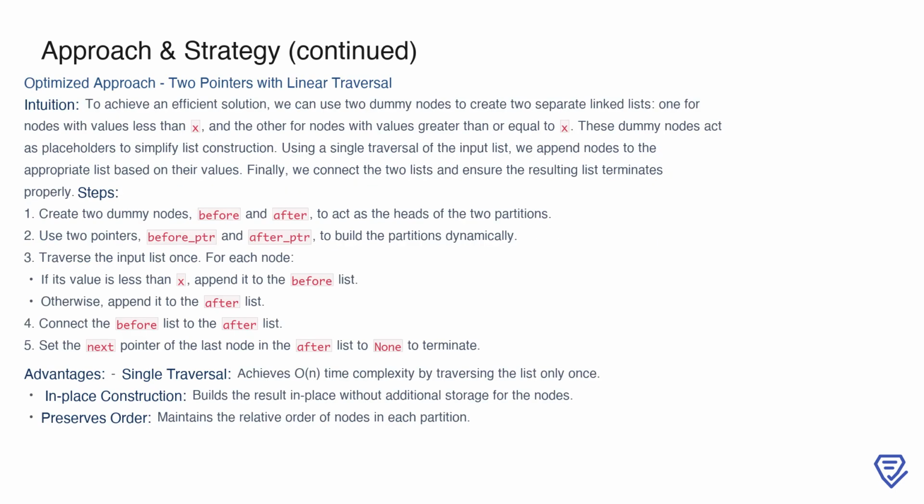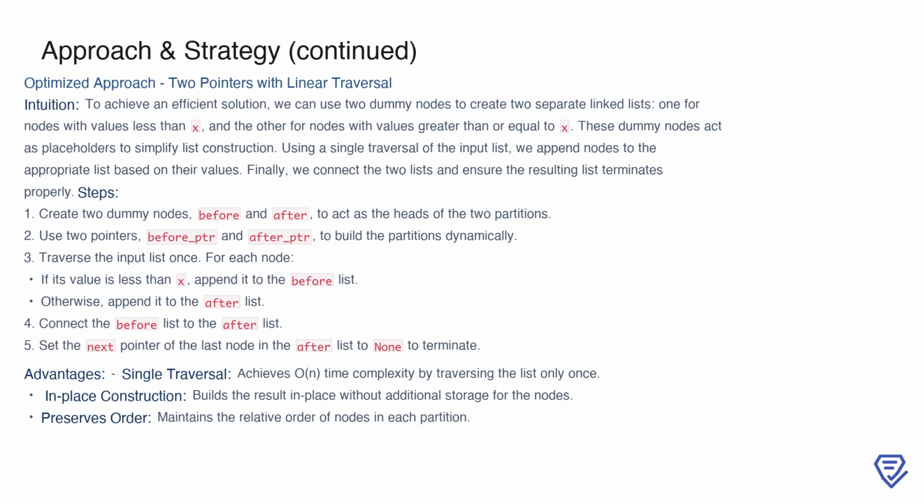Now, to achieve a more efficient solution, we use the two-pointers approach with a single linear traversal. The key idea is to create two dummy nodes, before and after, which act as placeholders for two separate lists, one for nodes with values less than x, and another for nodes with values greater than or equal to x. These dummy nodes simplify the process of building the partitions. Using two pointers, before_ptr and after_ptr, we dynamically construct the two lists as we traverse the original linked list.